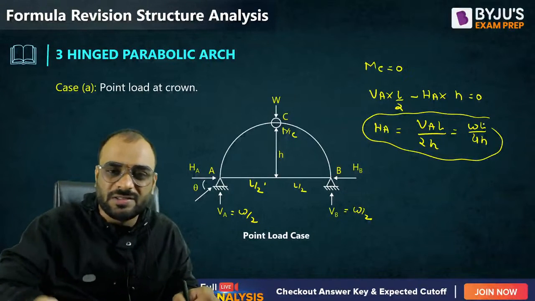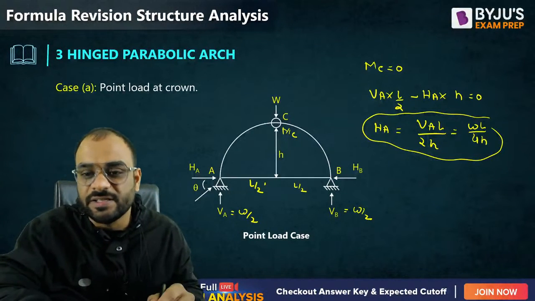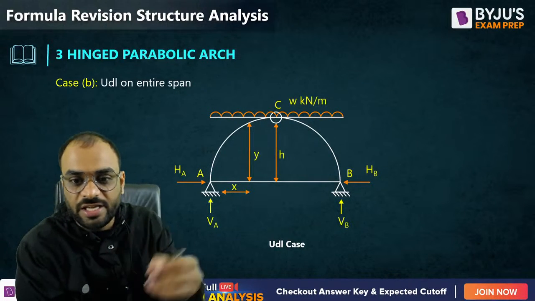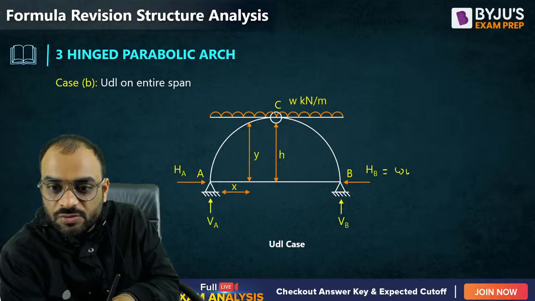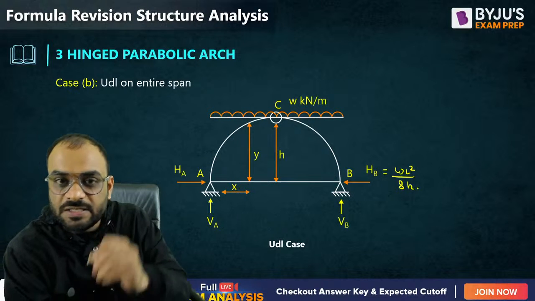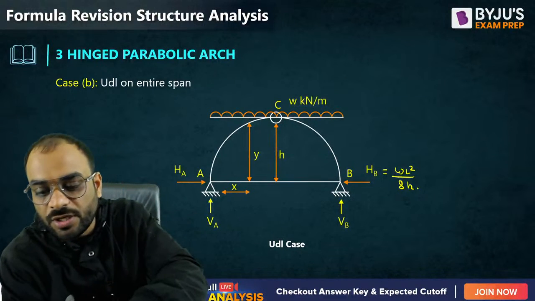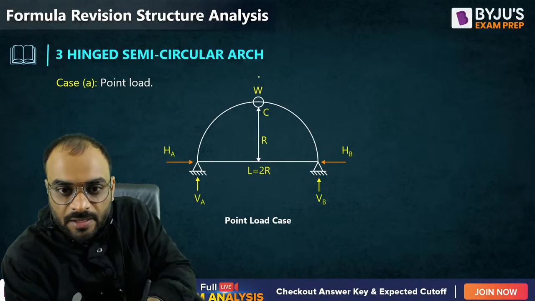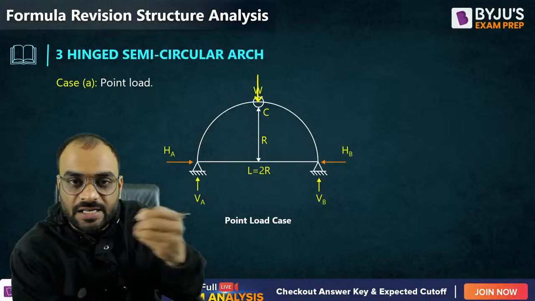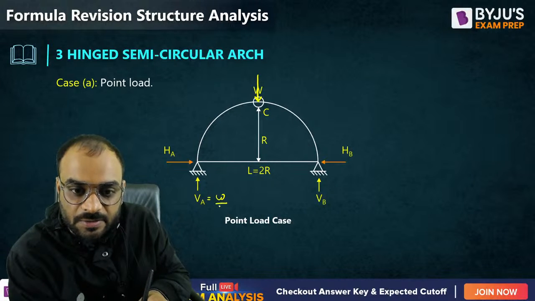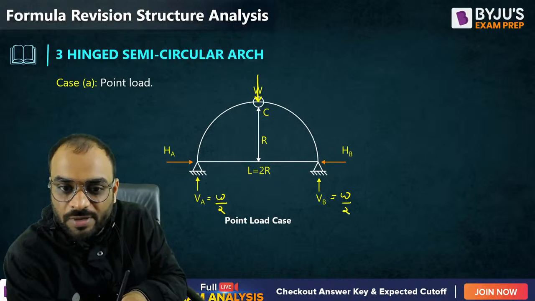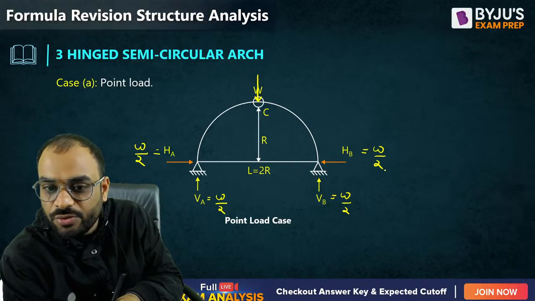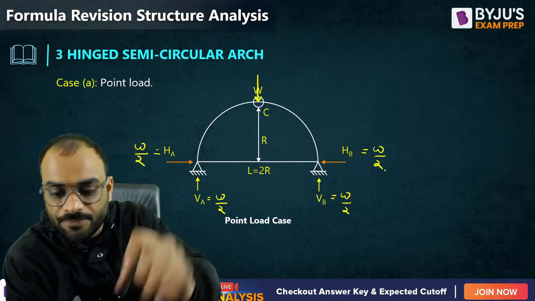Now tell me, what is this? This is formula or some concept? This is basically concept, right? Now, if you have a UDL on 3D hinge parabolic arch on the entire span, the horizontal thrust is equal to WL square by 8h. Please remember this formula also. Okay. Next one. If you have a 3D semicircular arch and a point load is present exactly at the crown, then the value of VA is W by 2, VB is W by 2, and HA is also W by 2 and HB is also W by 2. Sub W by 2, right?